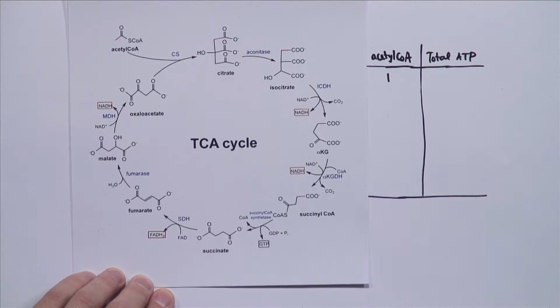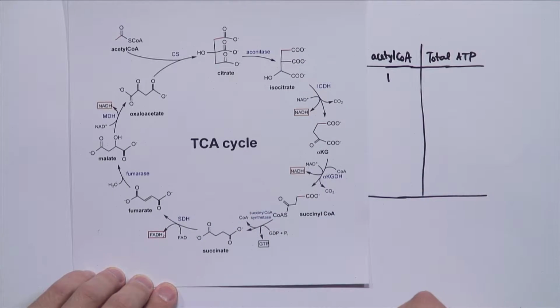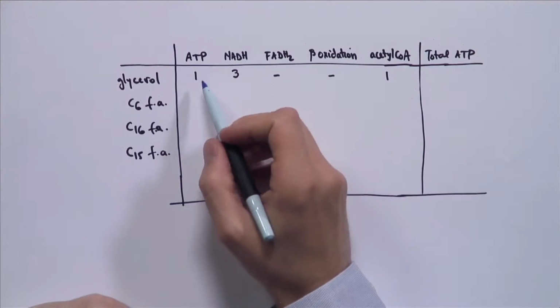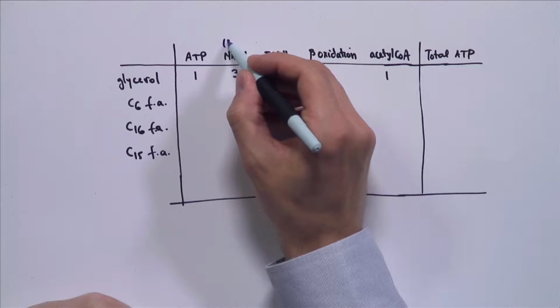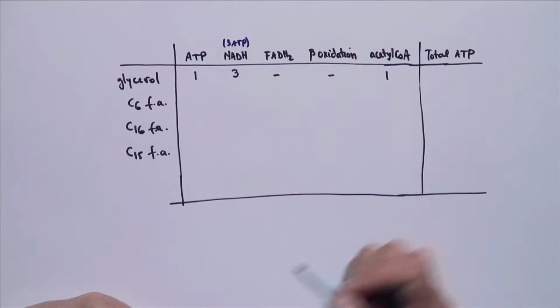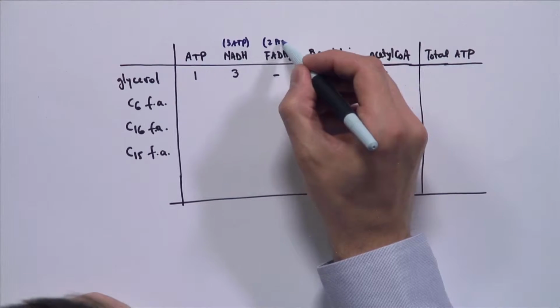So that's about 12 molecules of ATP per molecule of acetyl-CoA that enters the TCA cycle. So now let's tally up how much energy we can get from 1 molecule of glycerol. So we know we get 1 ATP, 3 NADHs. Now each NADH is going to give us 3 molecules of ATP. Now FADH2, we know these give 2 molecules of ATP.